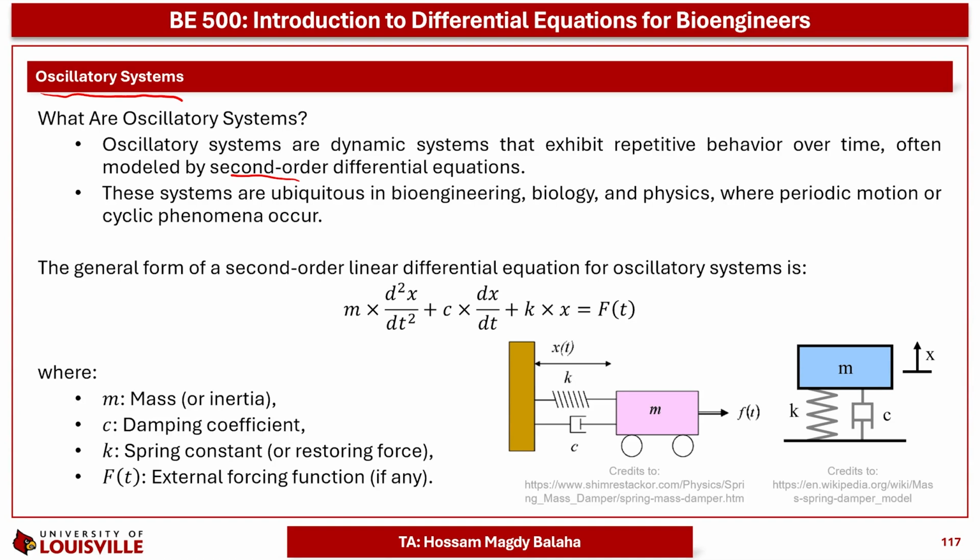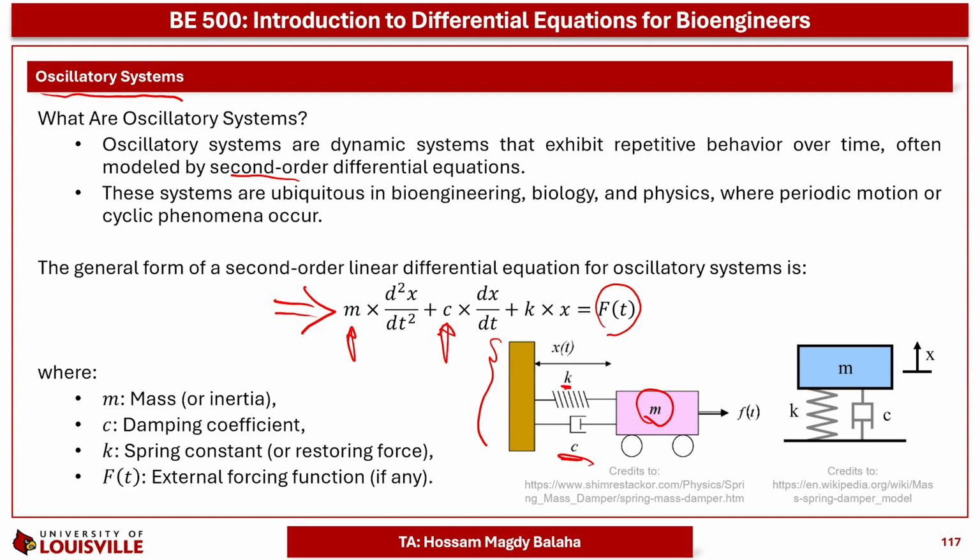The second-order linear differential equation for an oscillatory system can have the general form as you see here. The second derivative multiplied by m, plus the first derivative multiplied by c, plus x multiplied by k, equals the external force. This equation models the mass spring damper problem, where m is the mass here, c is a damping coefficient from the piston, and k is a spring constant from the spring here. Many applications in bioengineering, biology, and physics can be modeled using this simple differential equation.